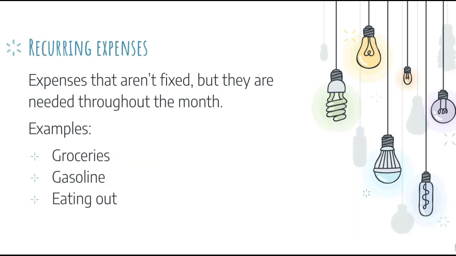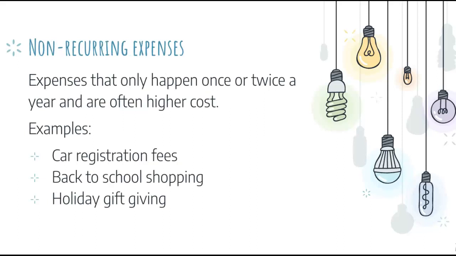Recurring expenses are expenses that happen every month, but they're not on a fixed date and they don't have a fixed dollar amount. So, for example, those could include groceries, gasoline, or eating out. Non-recurring expenses are ones that are not regularly occurring. So these are going to be things that only crop up probably once or twice a year, and they're usually more expensive. Some examples are your car registration, back to school shopping, or holiday gift giving.